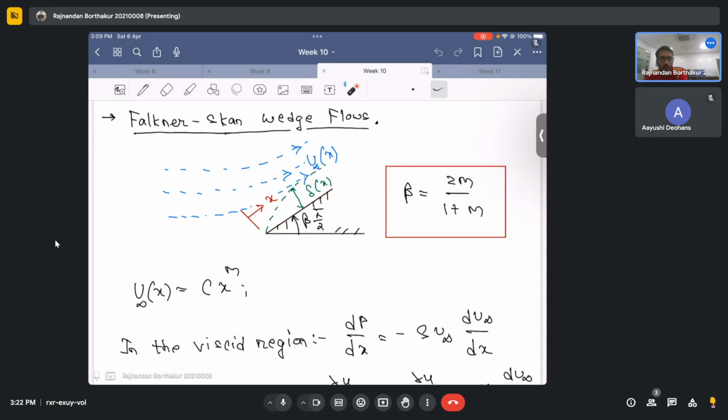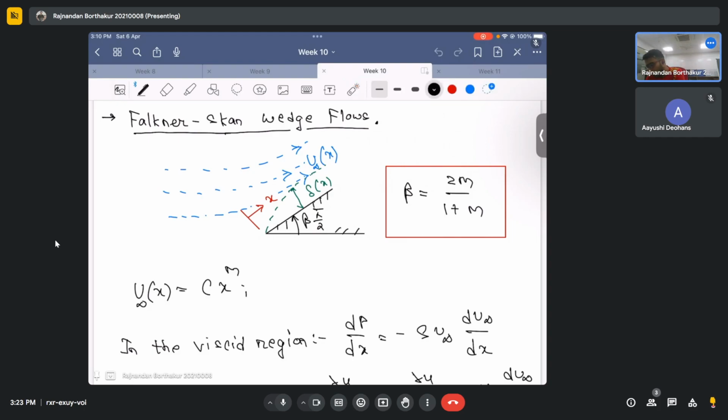So the bottom line of this analysis is that you can eventually show that the existence of an adverse pressure gradient or a favorable pressure gradient is manifested by this wedge angle. That is what you can infer from it. Okay, so we will shortly see how this happens.